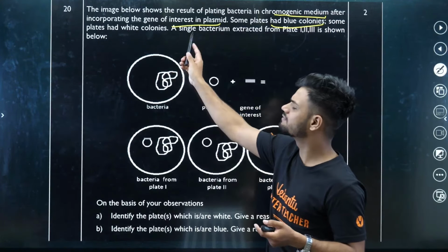What about plate number 2? That is, identify the plate which is blue. Obviously, plate number 2, because the gene of interest is not inserted in the plasmid. And also plate number 3, there is no plasmid at all. So blue colonies here. Now, let's see question number 21. A very important question. Again, it is not a diagram-based question, but it is a question where you draw the diagram. Let's see the question.